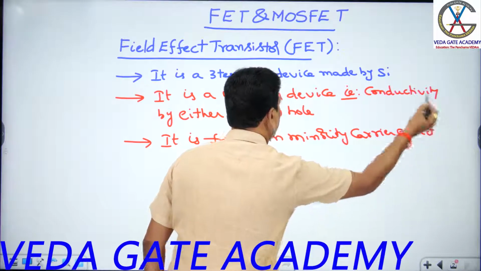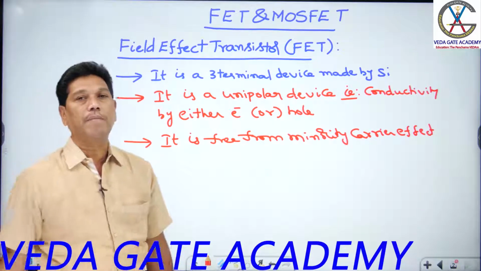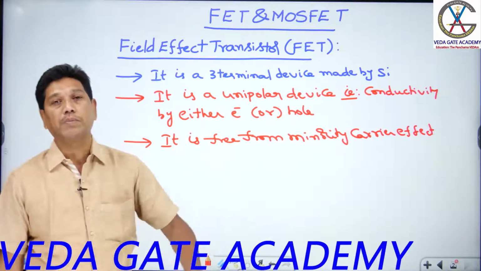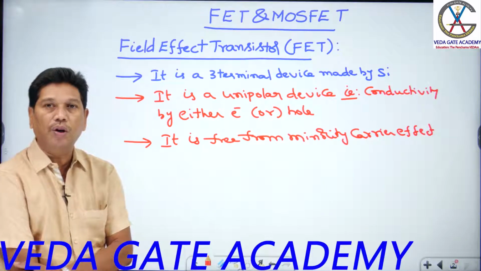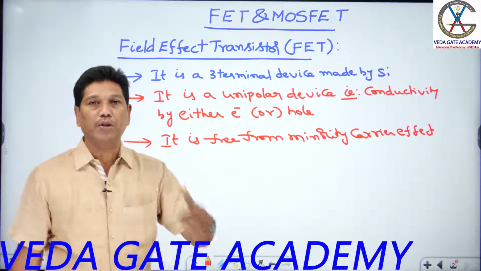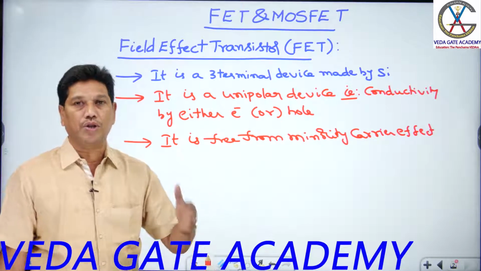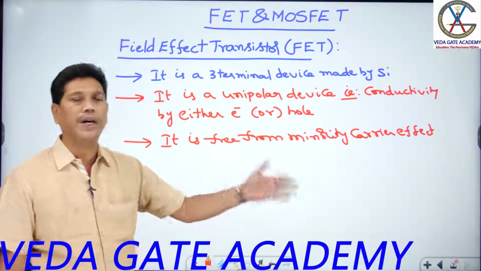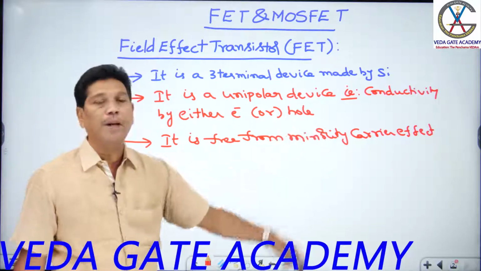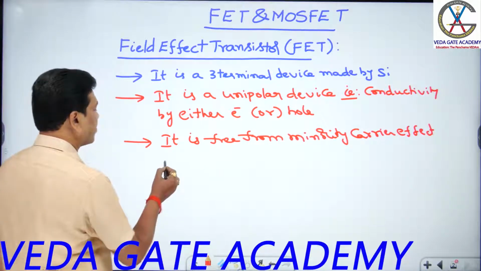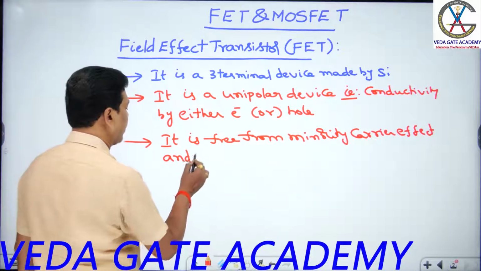For that you require stabilization. That type of stabilization you don't consider in FET and MOSFET, students. You already learned that in BJT the minority current effect is more. So to keep the output independent of this minority current effect, you need that stabilization. Such stabilization techniques are not needed in FET and MOSFET because it is free from minority carrier effect and is quite stable compared to BJT.